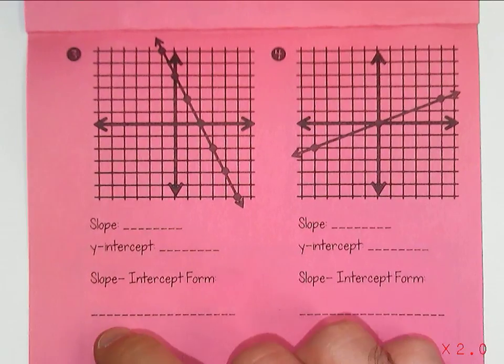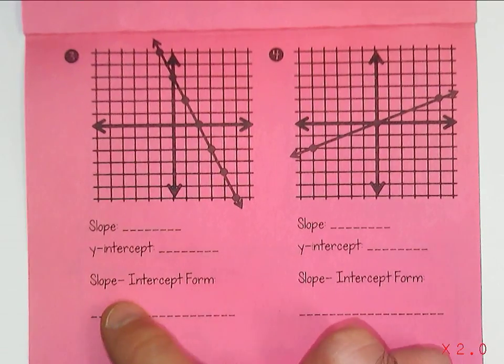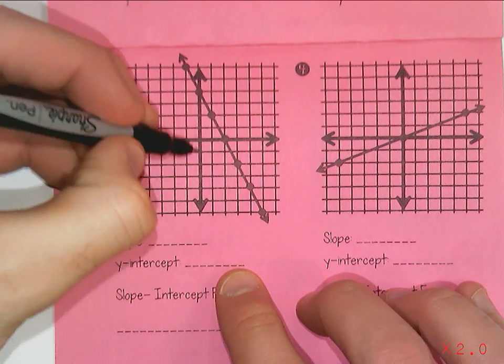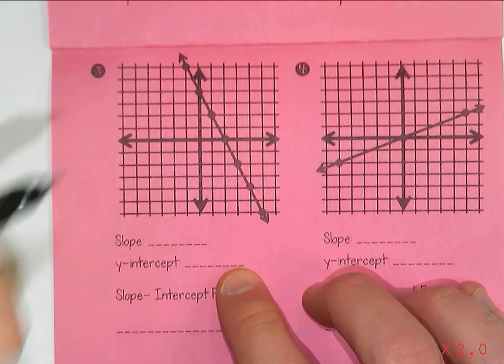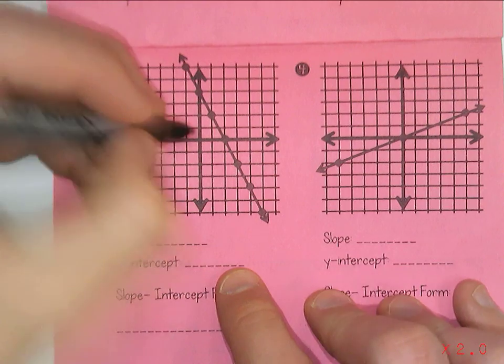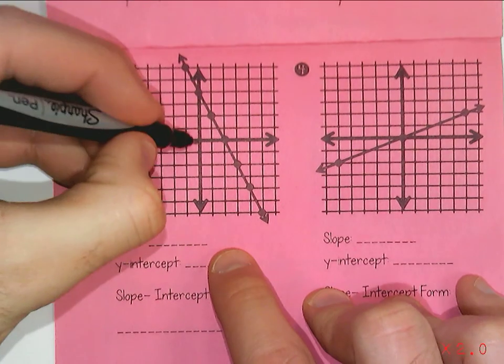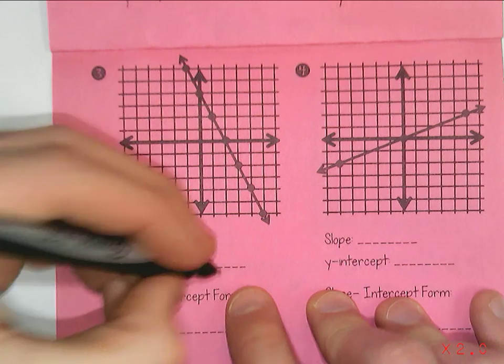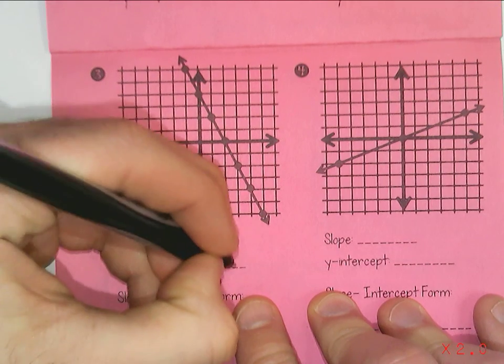Okay, so you should have given these two a try. So let's first and foremost on number 3 figure out what our y-intercept is. Remember, that's where your line is crossing your y-axis. So it looks like it's at 1, 2, 3, 4. And this would be 0, 4.